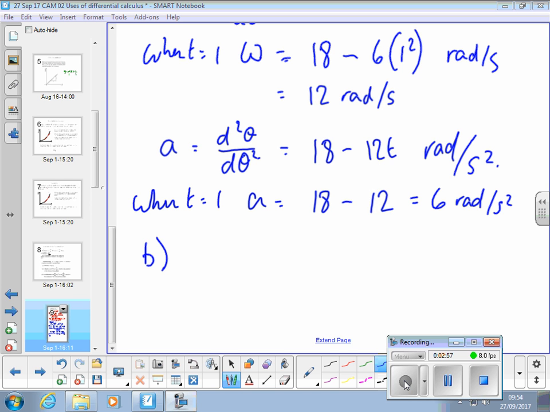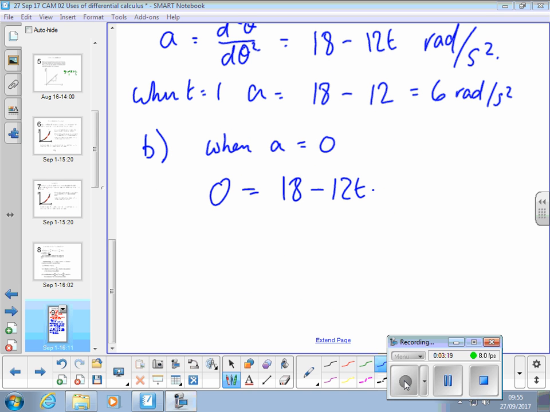B, when alpha is equal to 0. We want to find when the acceleration is equal to 0, so we set this function to 0. 0 is equal to 18 minus 12t. So 12t is equal to 18, t equals 18 over 12. It's 1.5 seconds.